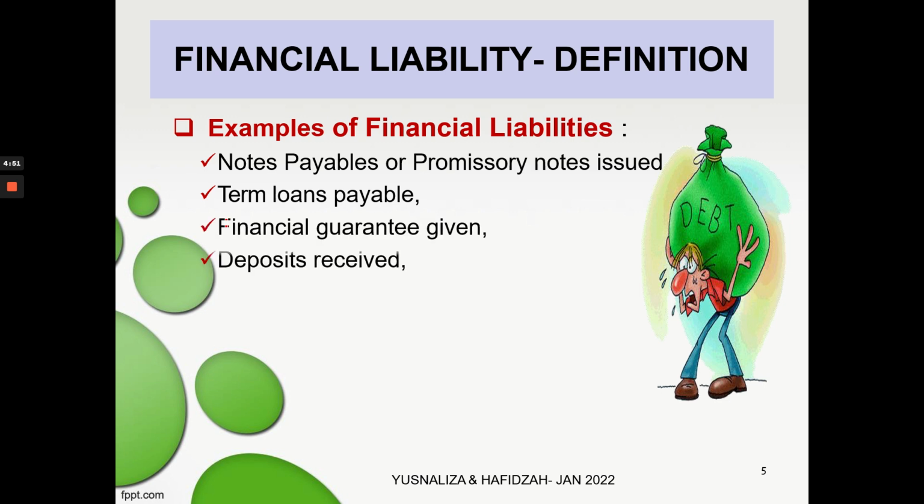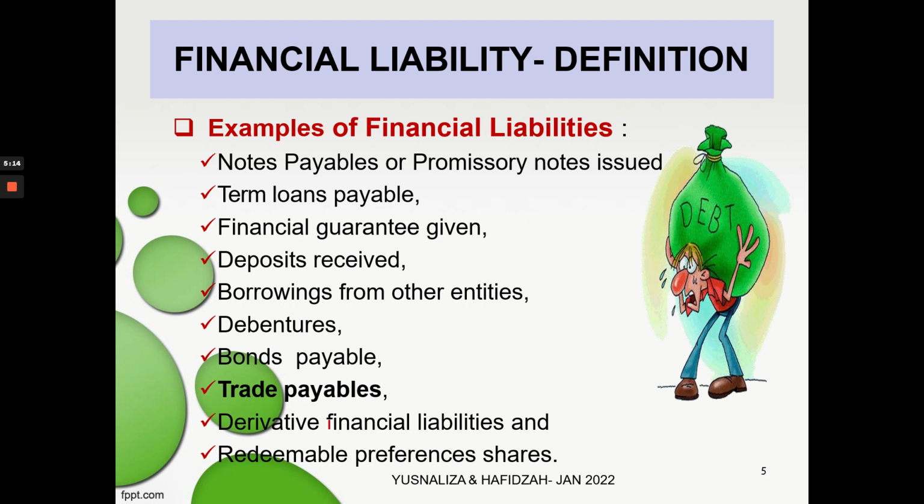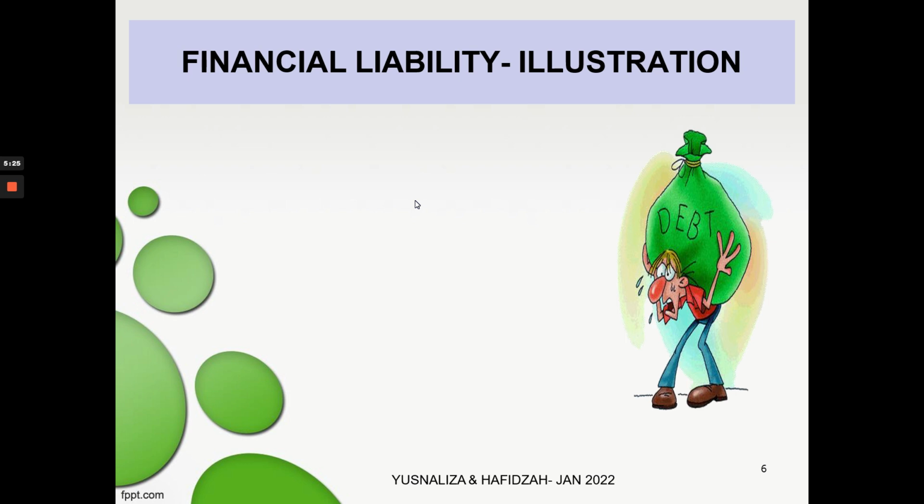Term loan payable, financial guarantee given, deposit that we receive, borrowing that we got from other entities, right? The debentures, bonds payable, debenture, remember these are non-current liabilities as well. Trade payable, which is a current liability, which is the focus of this topic. Derivative financial liabilities, and redeemable preference shares, which are also non-current liabilities. And basically these are just some examples of financial liabilities. Our focus will mostly be on trade payable.